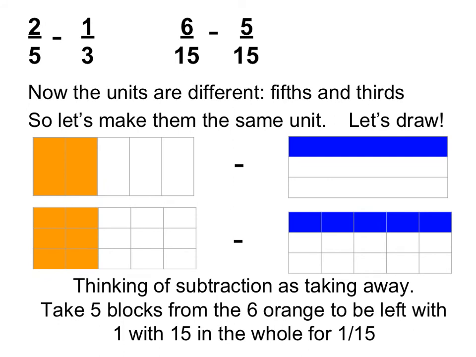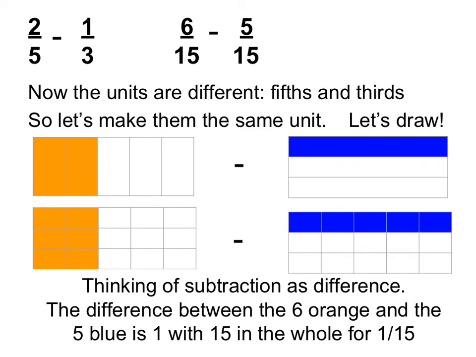If I think of this as taking away, then I'm going to take 5 blocks away from the orange. I have 1, 2, 3, 4, 5 over here. So if I'm going to take them away, 1, 2, 3, 4, 5, I'm left with 1. This is the only one I have left over. So I have 1 piece when there are 15 in the whole. So there's my 1/15.